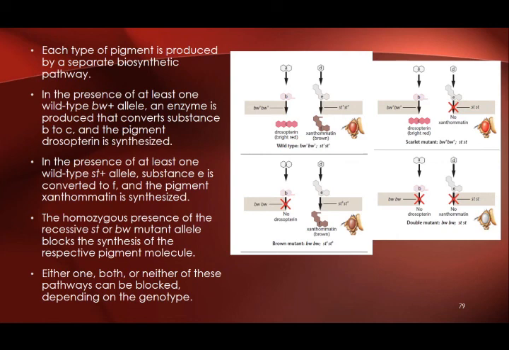What if you have a mutation in the BW? So you block drosopterin, no red, but you have brown. So you have a brown mutant. But if you have a mutation in both of the alleles, the drosopterin and xanthommatin are both not created, then you have a double mutant, which is no color at all, white. The end.